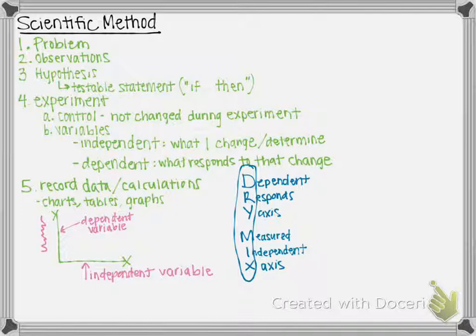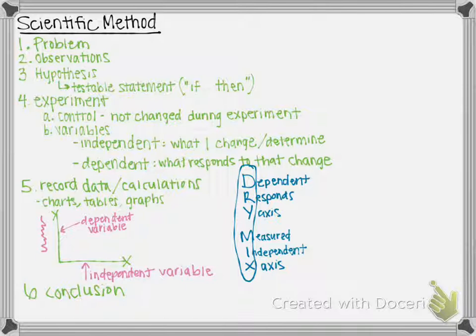And then the last step of the scientific method is the conclusion. So it's step 6, conclusion. And so that's where you will state if either your data supports or does not support your hypothesis. And you will write up a conclusion.